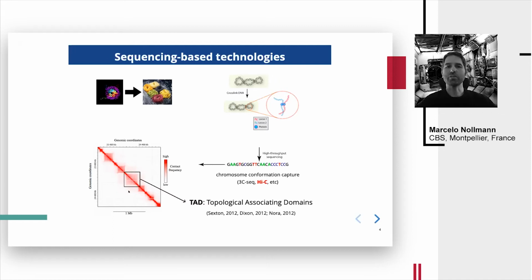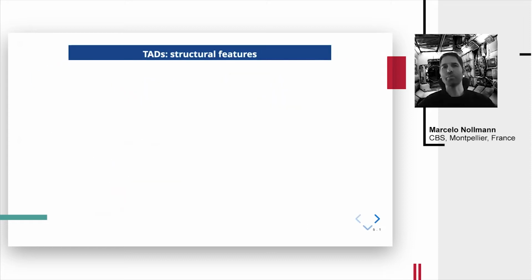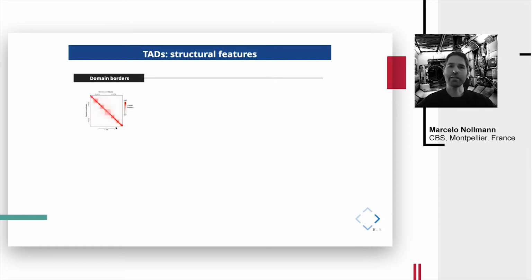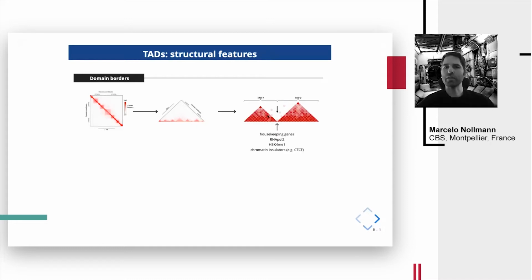But the important discovery shown in this map is the presence of these squares on the main diagonal. These squares represent regions with higher levels of interaction and were called topologically associated domains, or TADs. There are several important features of TADs. Probably the most important one is the presence of domain borders, which define the TAD itself. If we take the contact map I showed you before, rotate it 45 degrees, and remove the bottom part, you can see these upright triangles, and in them you can see clearly the border, shown here by two arrows.